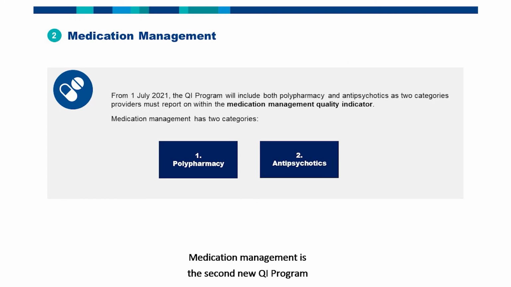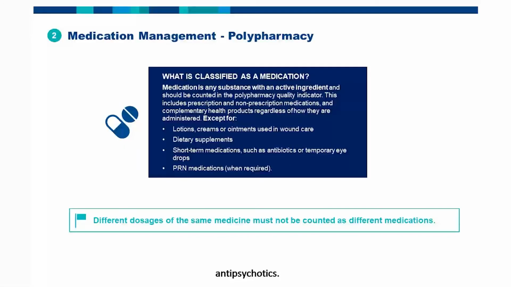Medication management is the second new QI program quality indicator from 1 July 2021. Medication management plays a critical role in achieving quality of care for older people in aged care. The two categories within the medication management quality indicator are polypharmacy and antipsychotics. The first category of medication management is polypharmacy.